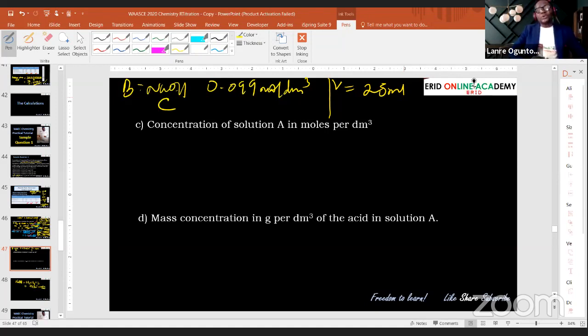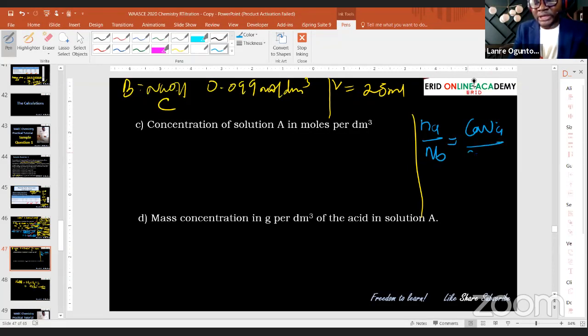But for your acid, which is solution A, we don't know the concentration of the acid. So how can we get it? That is the essence of titration. You are using something that you know to find something that you don't know. That is titration, called in general chemistry terms standardization. So we are going to use another important formula here: Na over Nb is equal to CaVa over CbVb. Now, don't be perturbed.